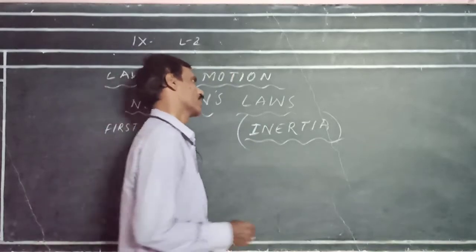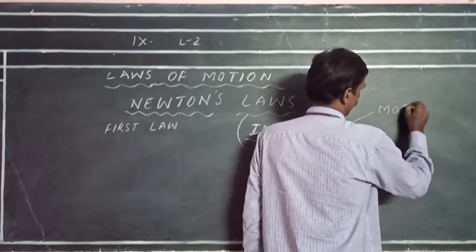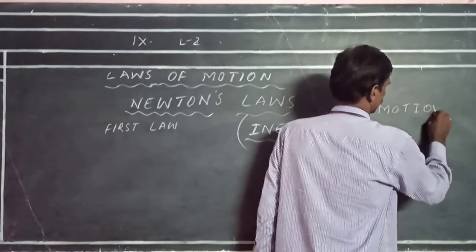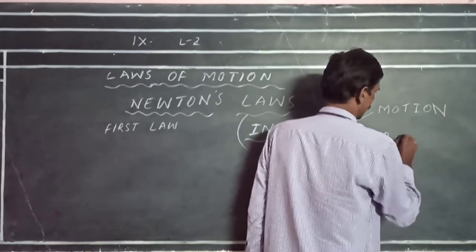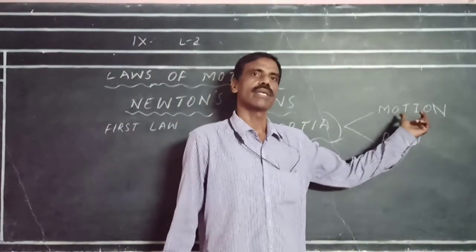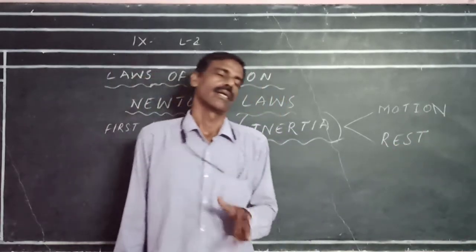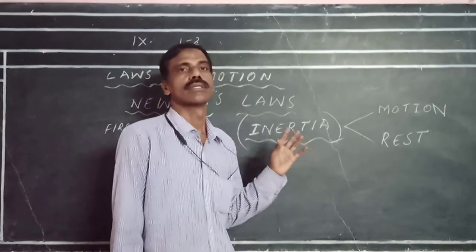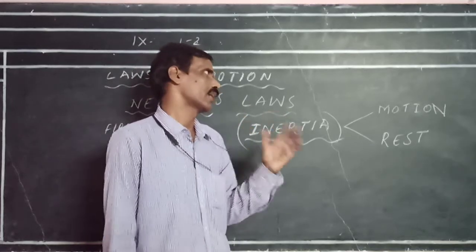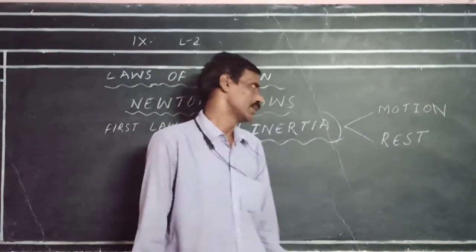So inertia of the body is of two types, that is inertia of motion and inertia of rest. This is known as dynamic inertia. This is known as static inertia. When a body in motion continues to be in the state of motion, that property of the body is known as inertia of motion or dynamic inertia.